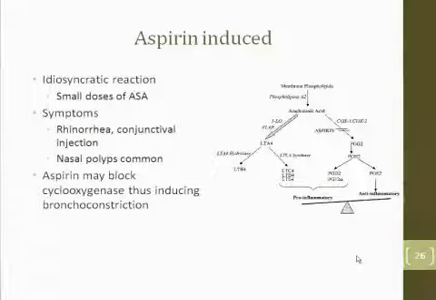You also have aspirin-induced asthma, and this is pretty significant in the sense that even small doses of aspirin can cause an idiosyncratic reaction, which is pretty severe. They usually present with rhinorrhea, conjunctival infections, nasal polyps are pretty common. And we think that the reason for this is because aspirin actually blocks the cyclooxygenase, thus inducing bronchoconstriction. These individuals, when you take care of them, have a higher propensity of bleeding, okay, in the mucosa. They also have a higher propensity of developing very severe asthmatic attacks. So be very careful with aspirin-induced asthmas.